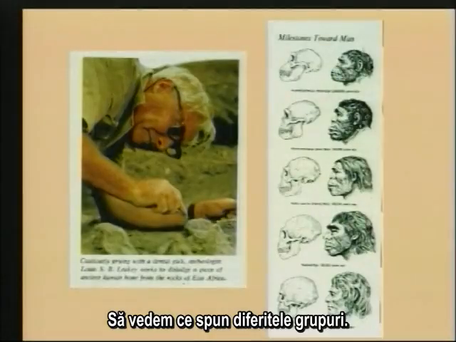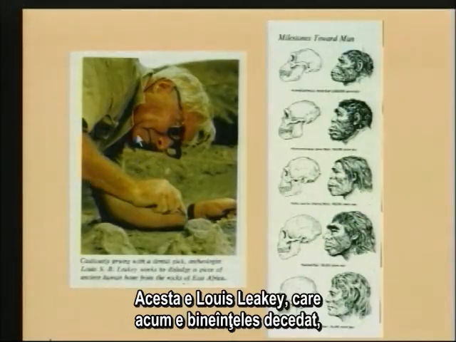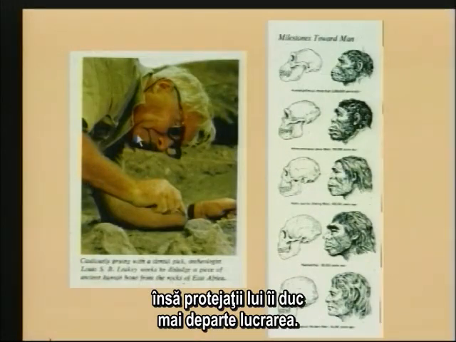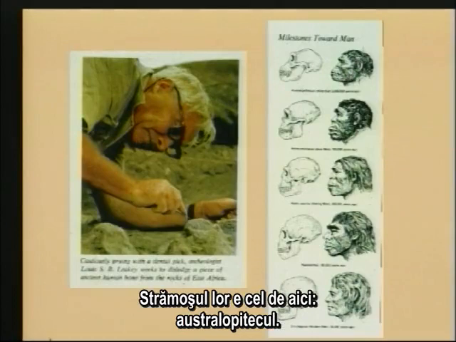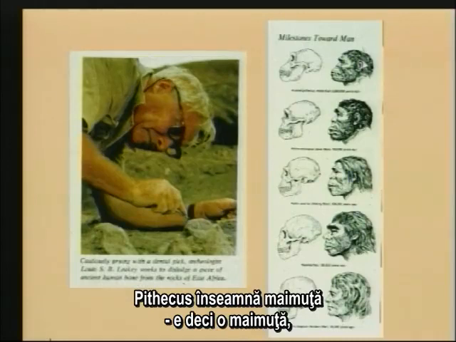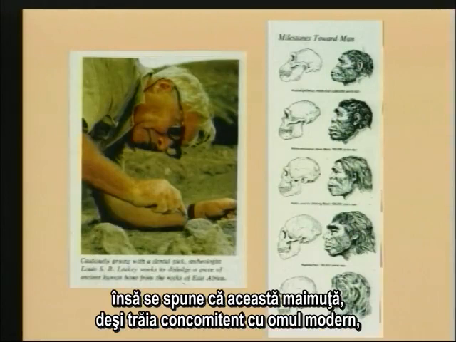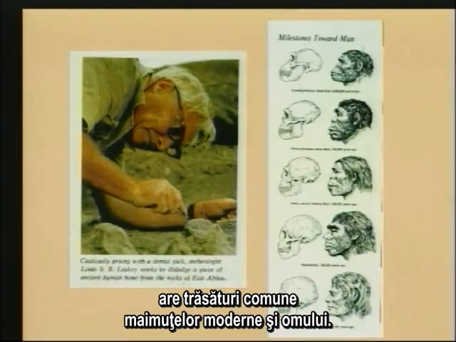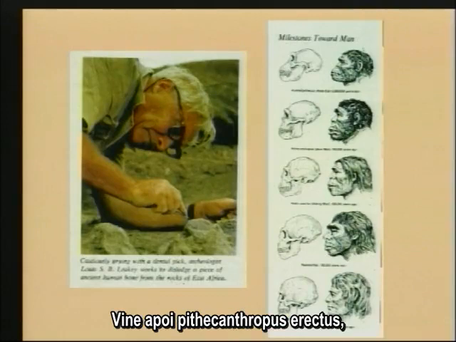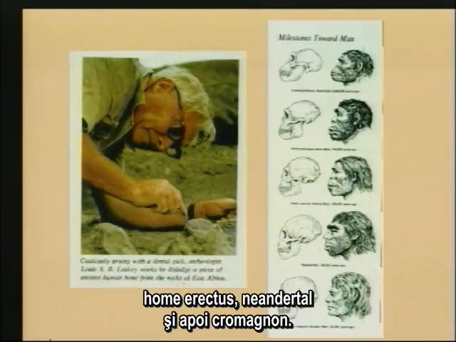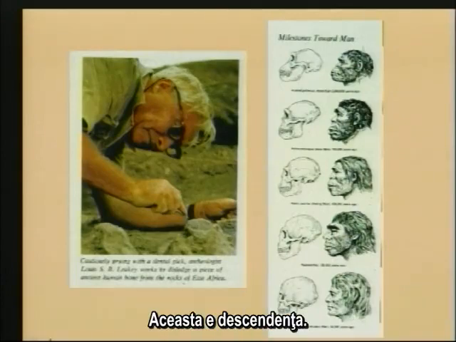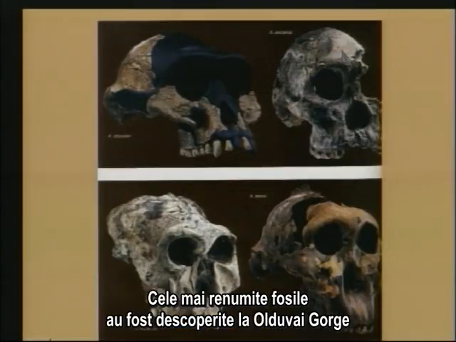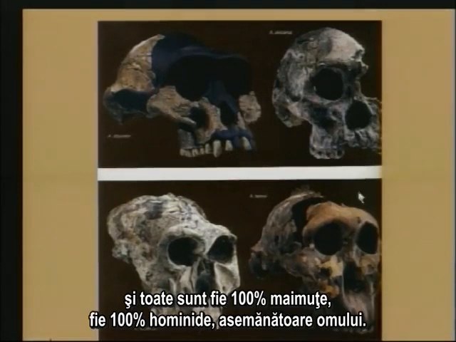Now let's have a look at what the various groups say. This is Louis Leakey over here. He's of course dead now, but his whole protege are the ones that are carrying on with this work. Their ancestor is this one over there. Australopithecus is the one. Australopithecus, pithecus means ape. So this is an ape. But they say that this ape, although he lived together with modern man already, has features that were probably in between sort of the really modern apes and man. And then they take him through various lines of Pithecanthropus erectus and Homo erectus to Neanderthalensis over there, Neanderthal man, and then Cro-Magnon man over there. That's their lineage.